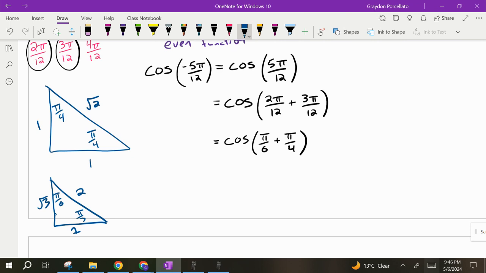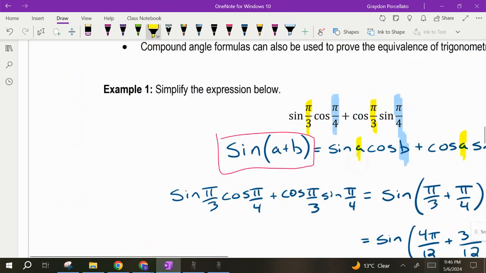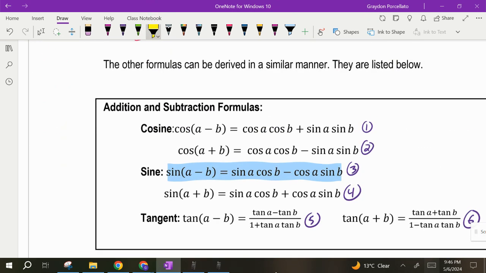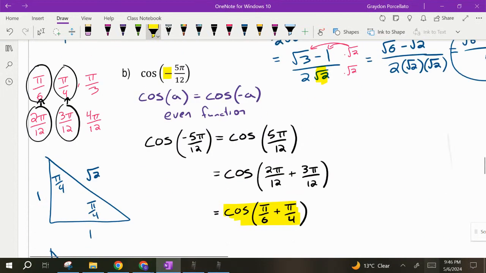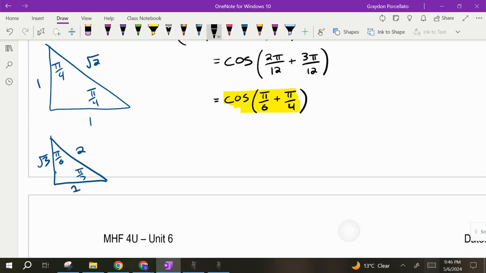Okay, now what I'm going to do is I'm going to scroll up to my compound angle formulas. I'm going to look for cos of plus. Scroll up, I see, cos plus is cos A cos B minus sine A sine B. So I'm going to write this as cos A, right? This is A, this is B. So cos A cos B minus sine A sine B.